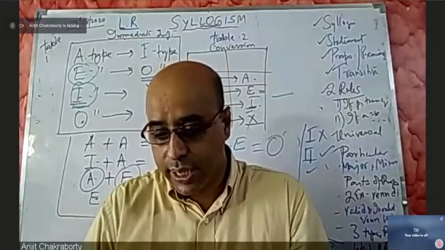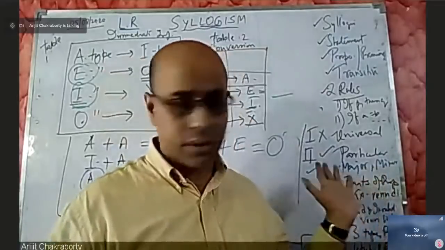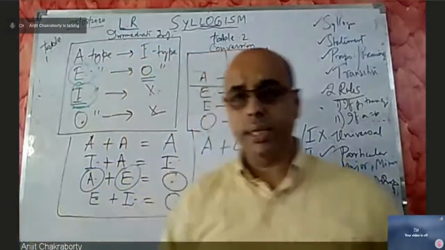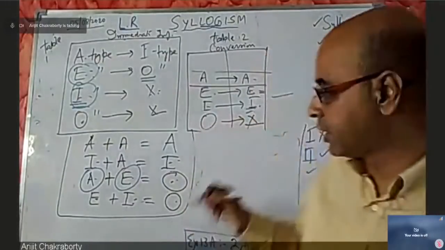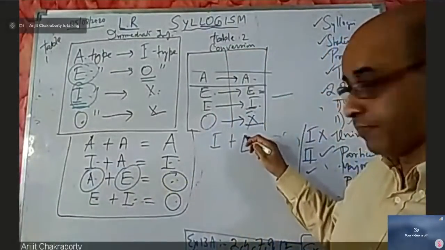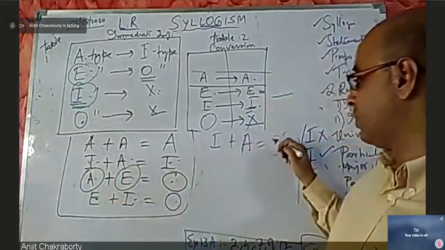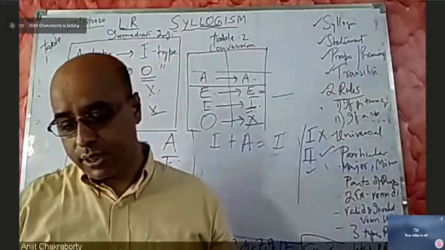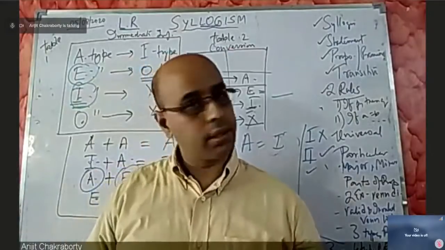The first question says, some dogs are cats, all cats are pigs. I think we have handled this question already. Some dogs are cats is I type, okay? And all cats are pigs is A type, sorry. So I plus A will give me I. So the conclusions, if you see: some dogs are pigs. Some dogs are cats, all cats are pigs. So some dogs are pigs, it is correct.